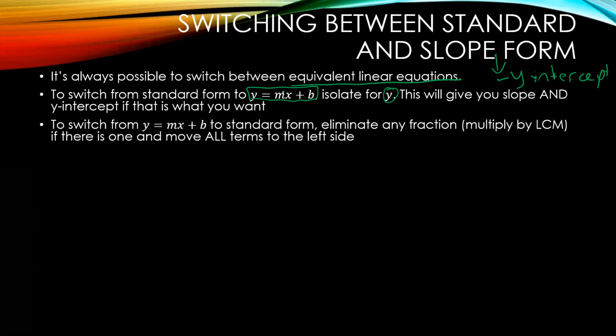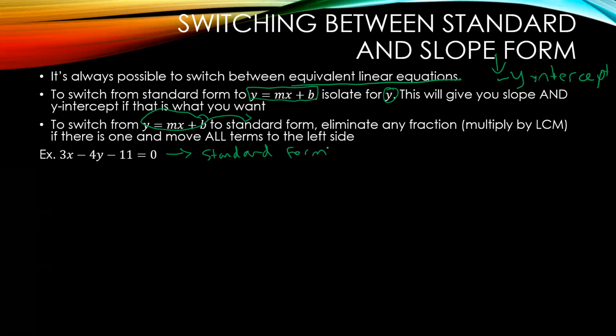If you want to go the other way around, this is not as common and it's a bit more confusing. So luckily we won't have to do it as much. But if you did want to go from y is equal to mx plus b form into standard form, you can do it by eliminating fractions that you have first, because you don't want to have any fractions in standard form. And then what you're going to do is you're going to move all the terms to the left-hand side. So let's do an example, switching this form right here into standard form. So what if I want to switch this into standard form?